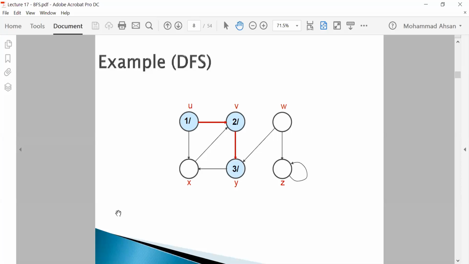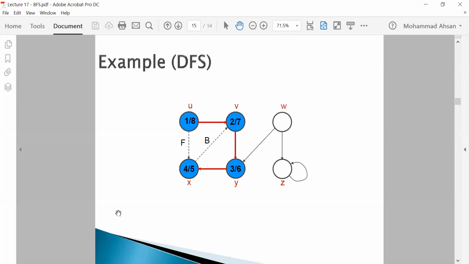But here we'll go ahead at time 3 to y, then we'll go to x. From x, you have to actually return back, you have to color it black. So you put the timestamp 5 when you actually color it black. You come back to y. Y also does not have any adjacent vertex, so you color it black. Then you go back to v, color it black, it has no adjacent vertex. And then you color the initial vertex as black.